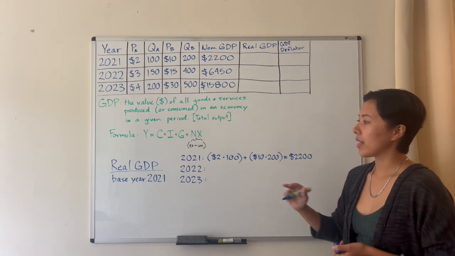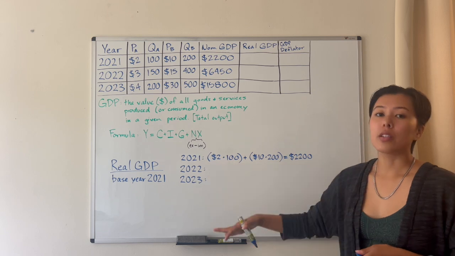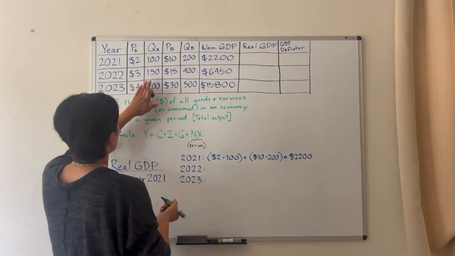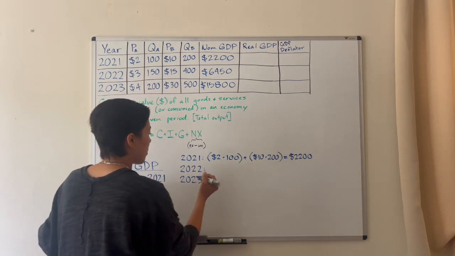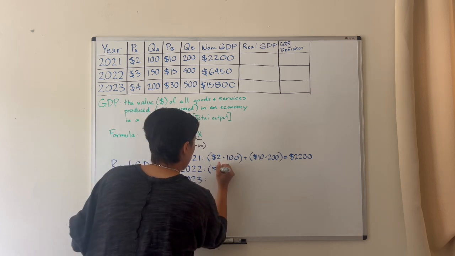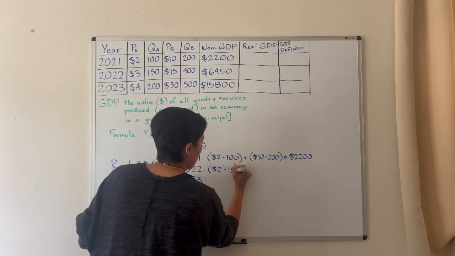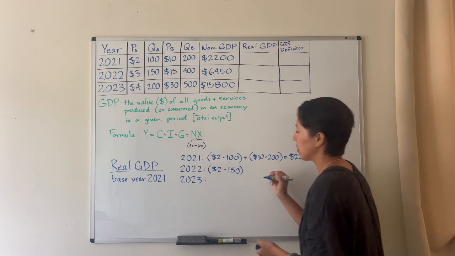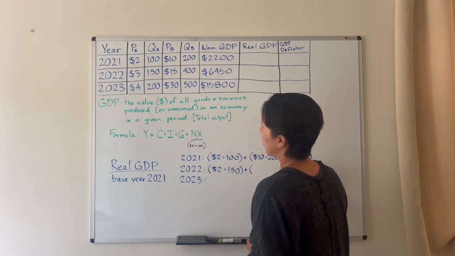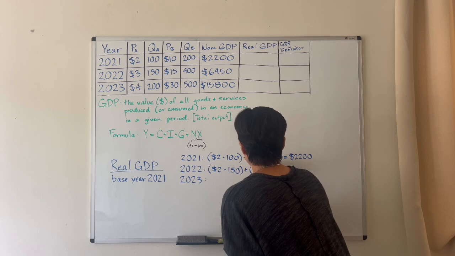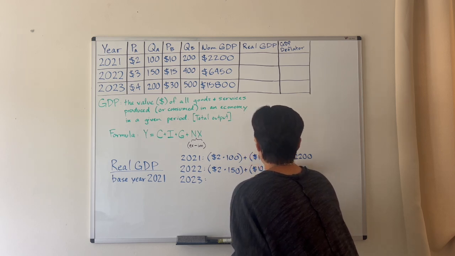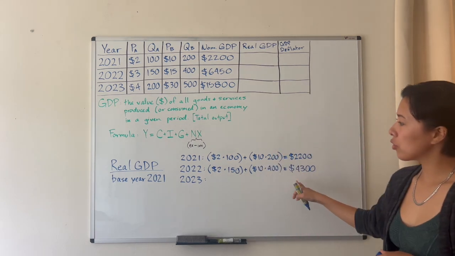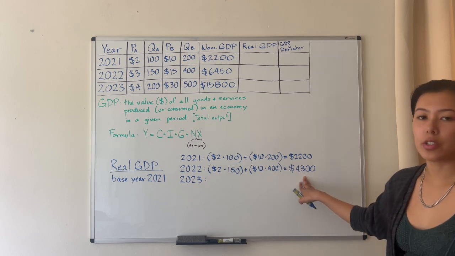Okay, now let's calculate real GDP for 2022, again using the base year prices from 2021. So in 2022, 150 apples were produced, but remember that we're using that base year price of $2. So this is giving us the inflation adjusted value for that 150 apples. And then in 2022, 400 units of beef were produced, but we're still using that base year price. So our real GDP for 2022 should be $4,300.